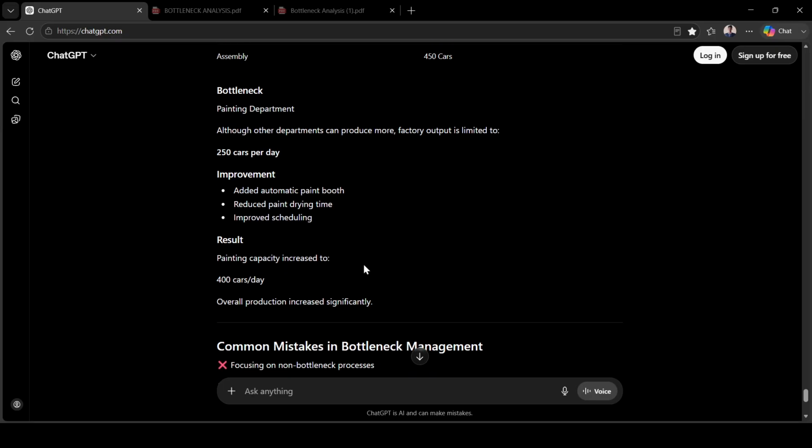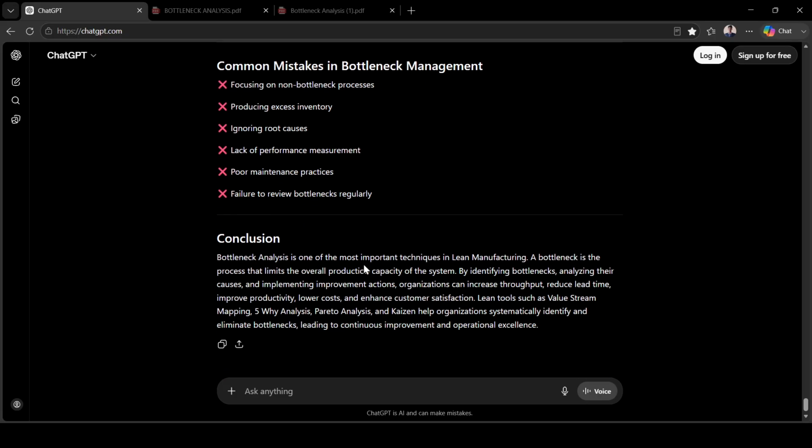Overall production increased significantly. Common mistakes in bottleneck management: focusing on non-bottleneck processes, producing excess inventory, ignoring root causes, lack of performance management, poor maintenance practices, and failure to remove bottlenecks regularly. In the last point, I will explain the conclusion.